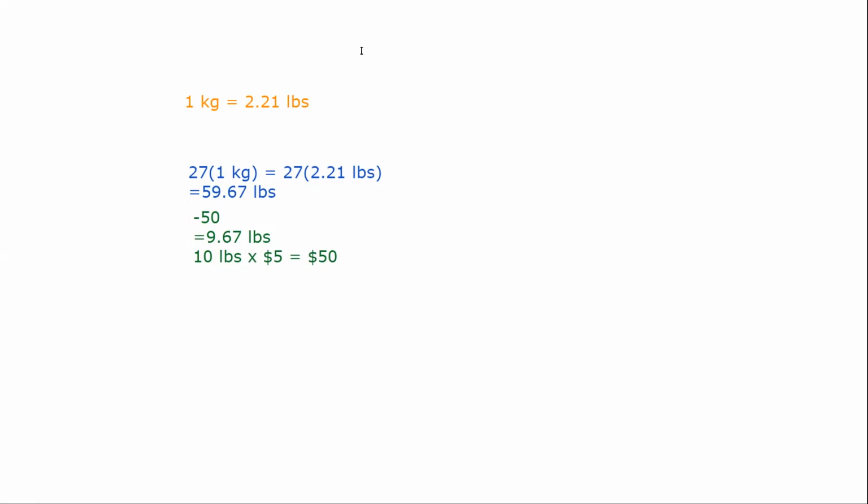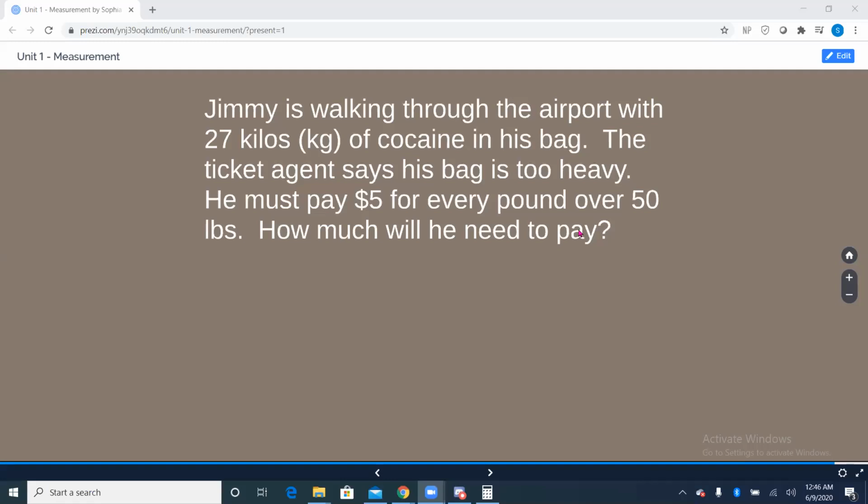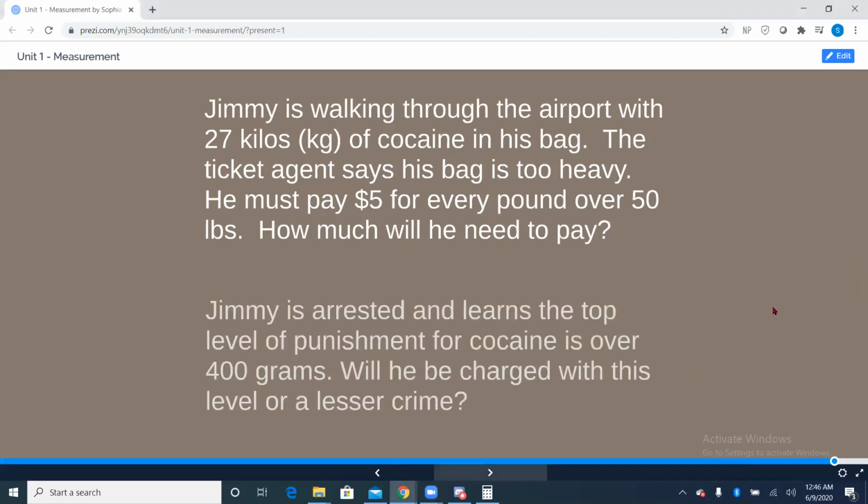And we can probably say that depending on the market value, oh, don't go backwards. Going back to my screen. That yes, Jimmy's going to attempt to load the bag on the plane. Jimmy is arrested and learns the top level punishment for cocaine is over 400 grams. Will he be charged with this level or a lesser crime?